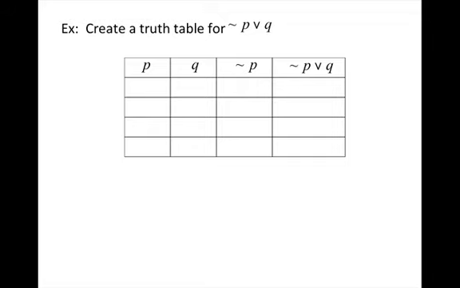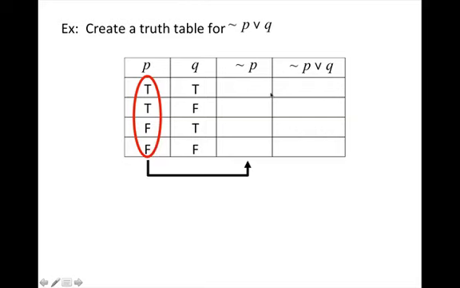Now I fill in the basic combinations for P and Q. P is always true, true, false, false, and Q alternates true, false when there's 2 variables. Now I fill in the column for not P. Not P has the opposite truth value of P. So look at your column for P. It's true, true, false, false. So I do the opposite each time for not P. For not P, I'm going to have false, false, true, true.